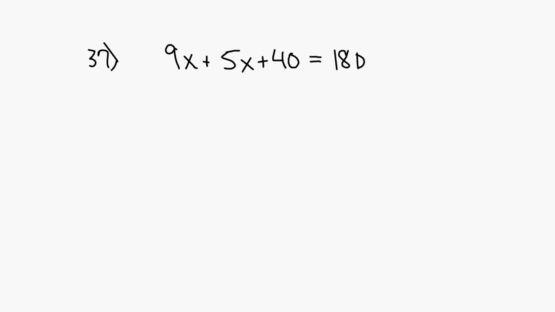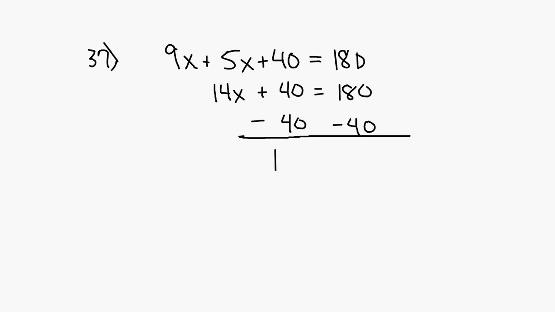They're supplementary, they sum to 180. So 14x plus 40 equals 180. Subtract 40 from each side. 14x equals 140. And then divide each side by 14. x is equal to 10.